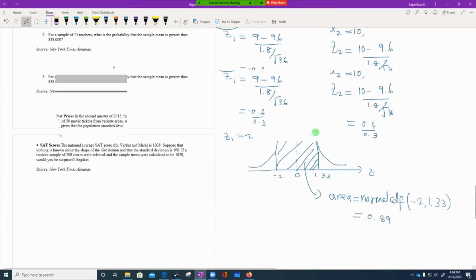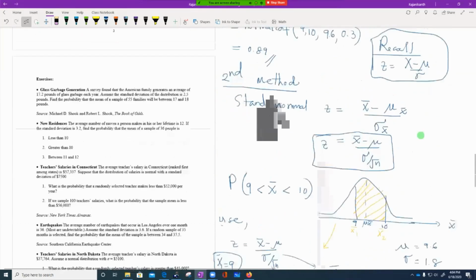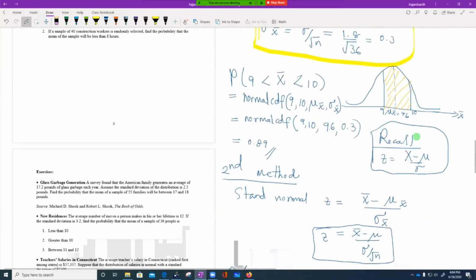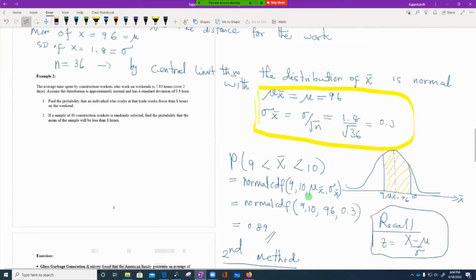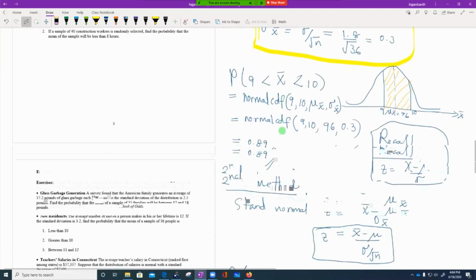That is again 0.892 to three decimal places. You see, now we got the same answer as the earlier method. So you could choose either way, but I prefer the first method, right? Because you don't need to do a lot of work here. So simply do the problem as it is in terms of X bar without changing into a standard normal.